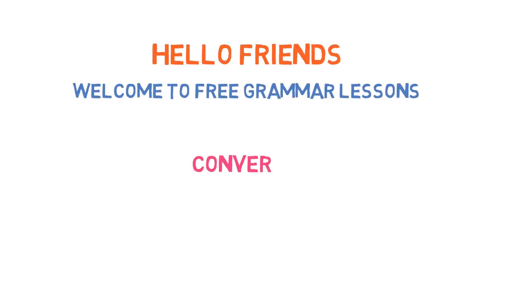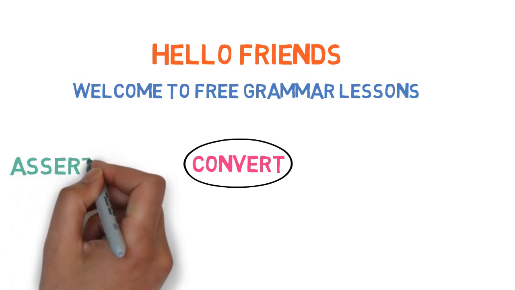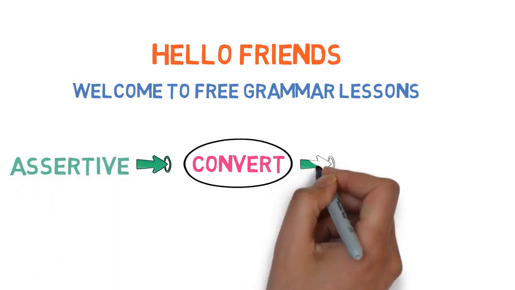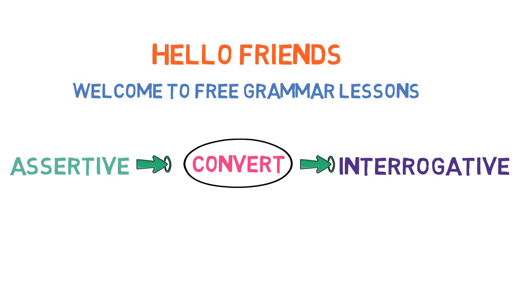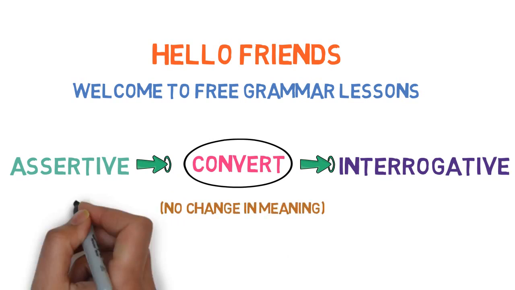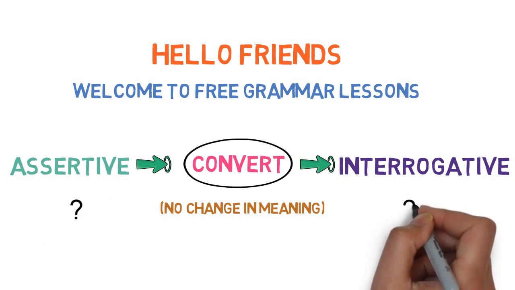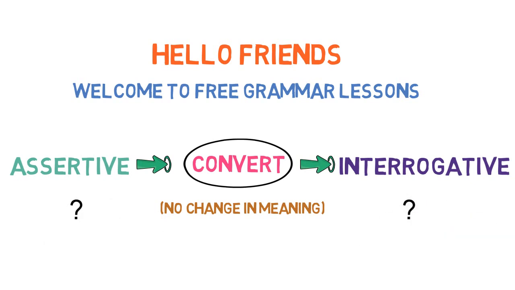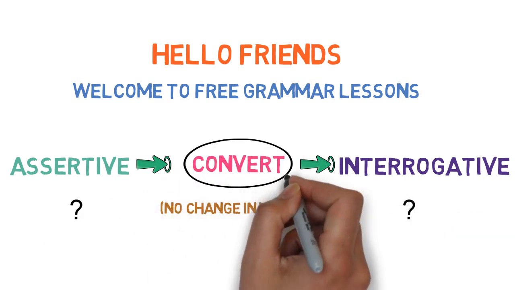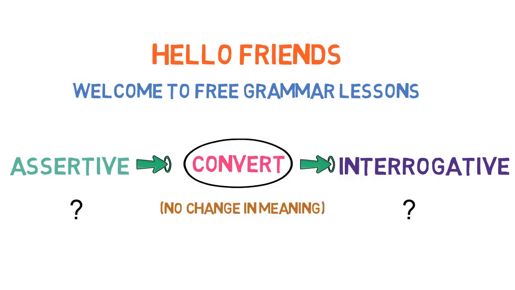In this video, we will learn how to convert an assertive or declarative sentence to interrogative sentence without changing the meaning of the sentence. We will first understand what is an assertive and interrogative sentence. Then, I will let you know how to convert an assertive sentence to interrogative sentence with examples. And I will give you an exercise at the end of the video for practice. So, without further ado, let's get started.